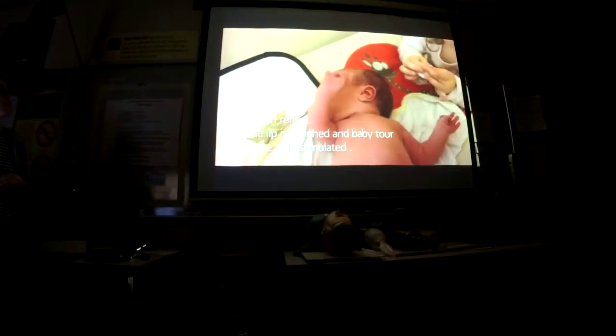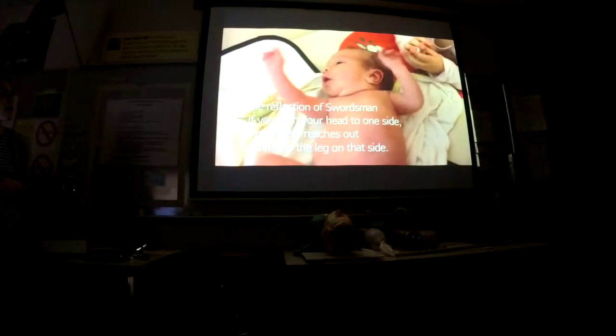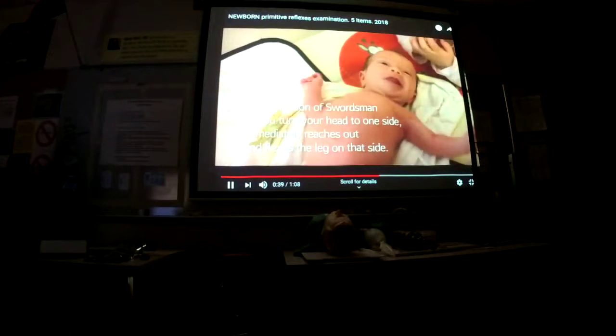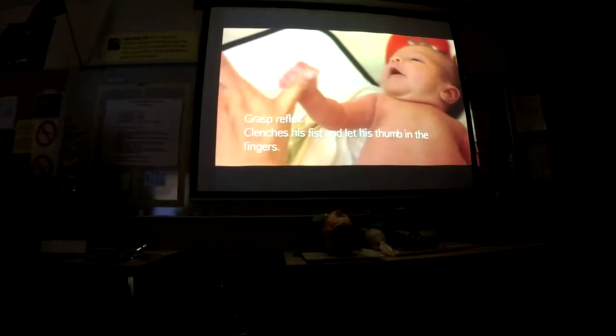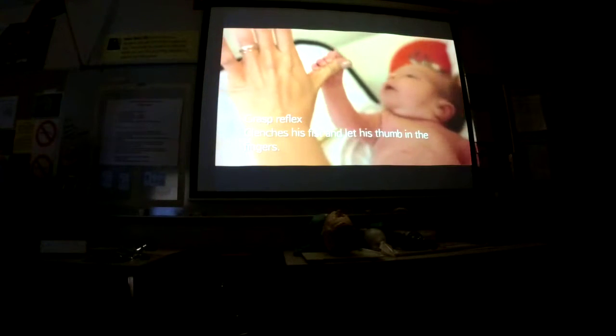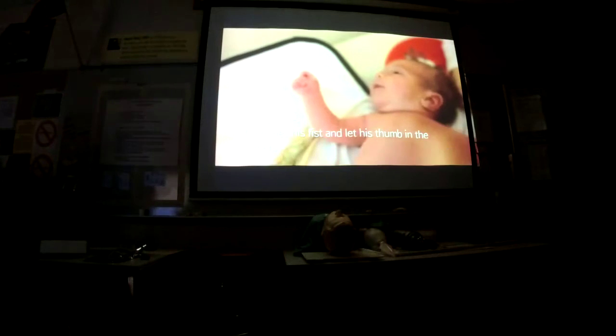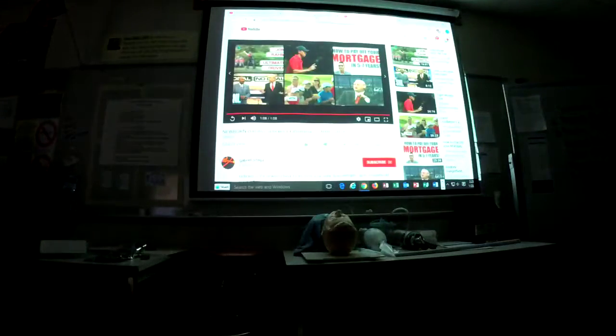This one's the easiest for me to remember, so you just kind of touch their cheek and they'll turn to the side. This is another easy one. They just grab your finger. Yeah, so those are the ways that you can test these primitive reflexes.